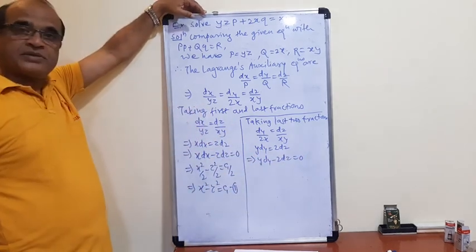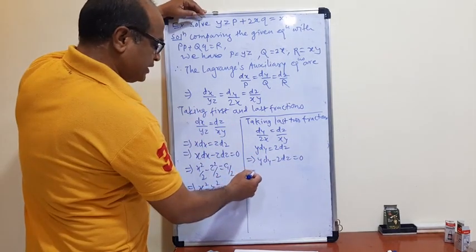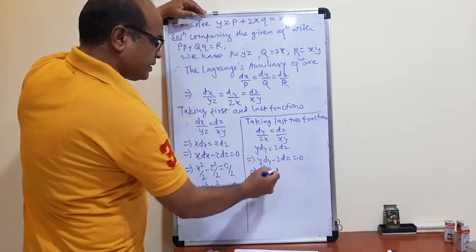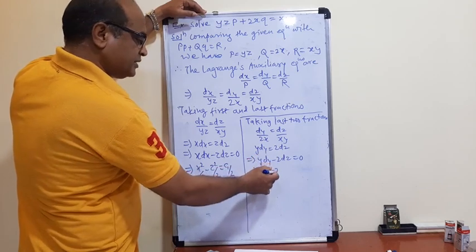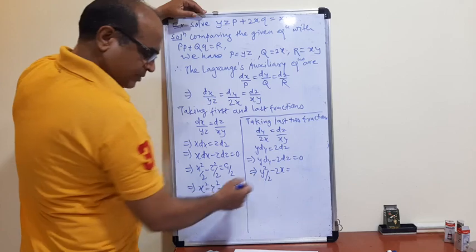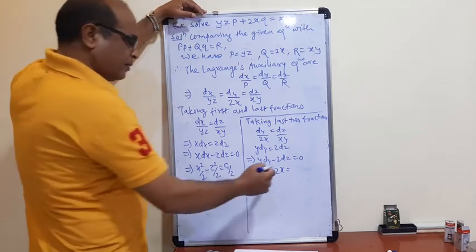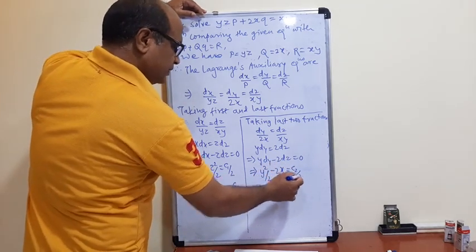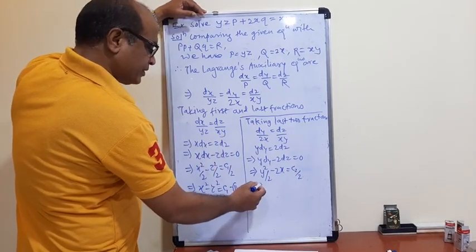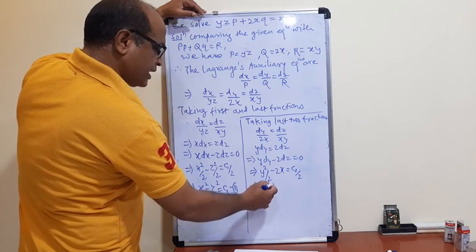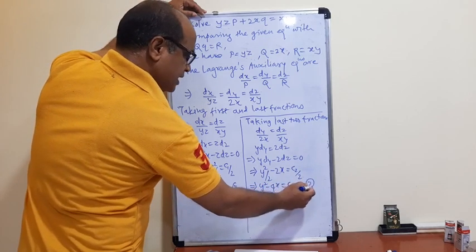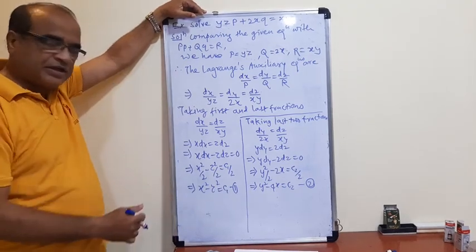Taking integration of this, we get y square upon 2 minus 2 as it is, integration of dz, that is z, is equal to c2 upon 2. Multiplying 2 throughout, this implies that y square minus 4z is equal to c2. This is the another part of the solution here.